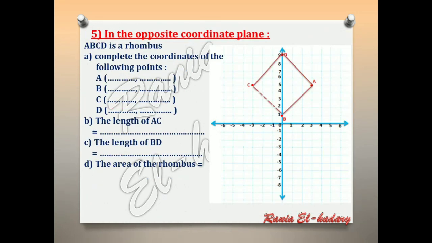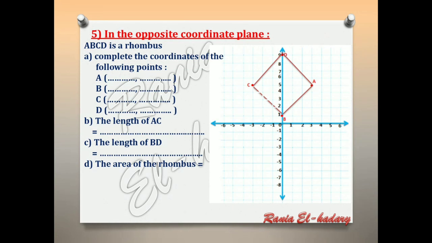Number 5. In the opposite coordinate plane, ABCD is a rhombus. I have a rhombus. Complete. What are the coordinates of A, B, C, and D? Then find the length of AC and BD and its area.